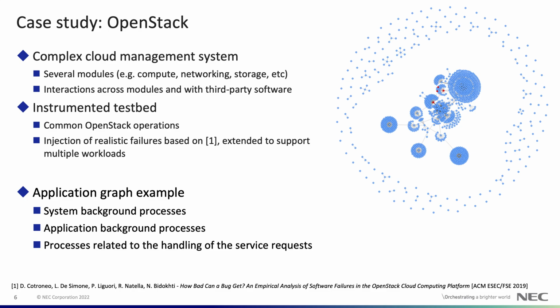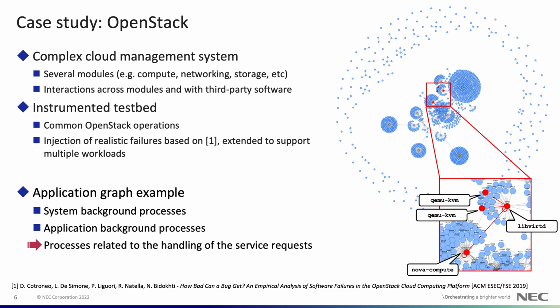In the figure, we can observe an example of graph related to the provisioning of a single virtual machine. The graph includes system background processes, application background processes, and also processes related to the handling of the service requests. Let's now focus on this last class of processes. In the red square, we highlighted three types of processes which are part of this last class, and that show the dynamic interaction between internal and external components. Specifically, the user request is initially handled by Nova Compute, which interacts with the libvirt that finally communicates with the QEMU KVM process to create the virtual machine.